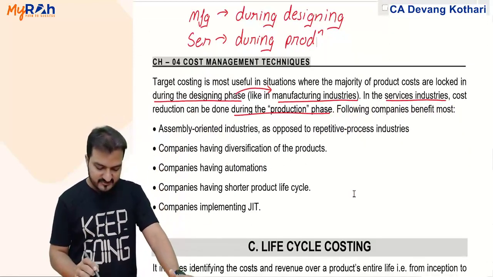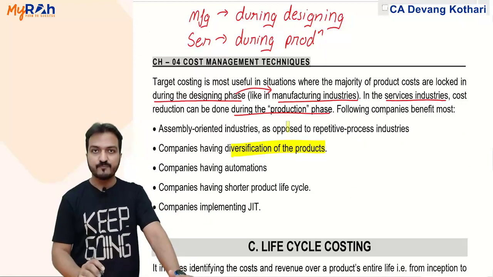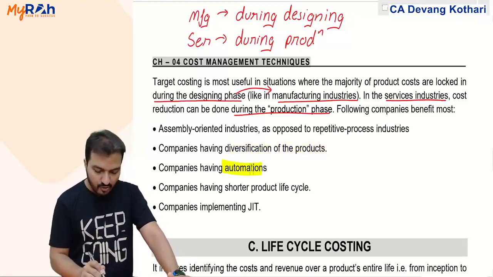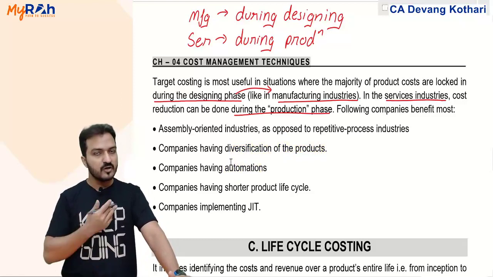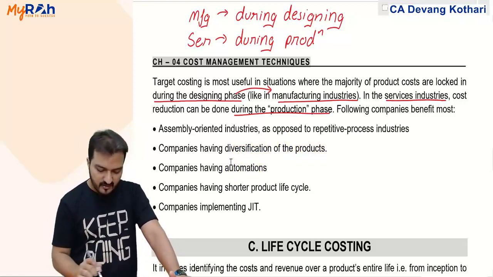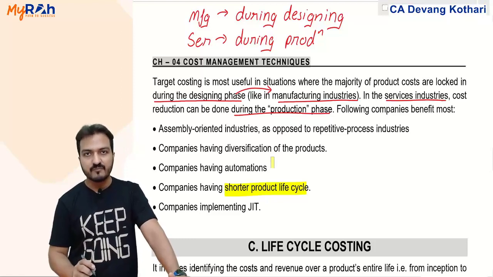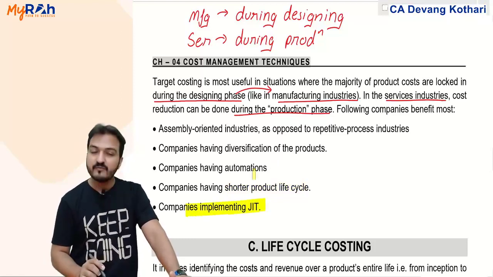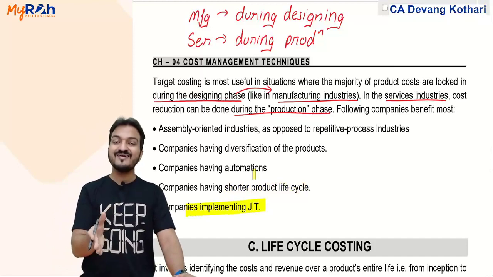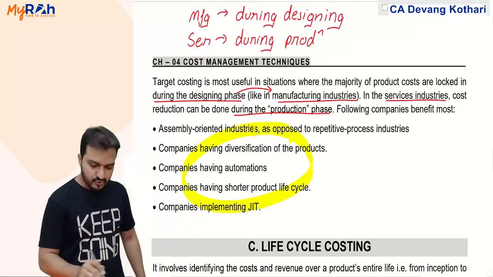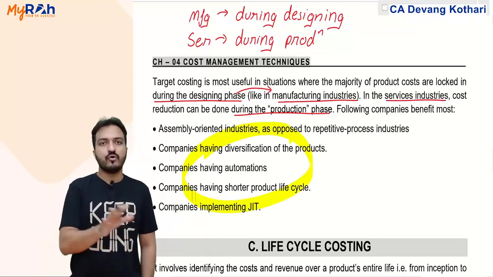Okay. Companies having diversification of products, for them target costing will be more beneficial. Companies that have automation, where machines are used more, target costing will be beneficial. Companies having shorter product life cycles, target costing might be beneficial. And companies who implement JIT, well, if you implement JIT, then definitely you will need target costing. These are the situations where target costing will be more useful.